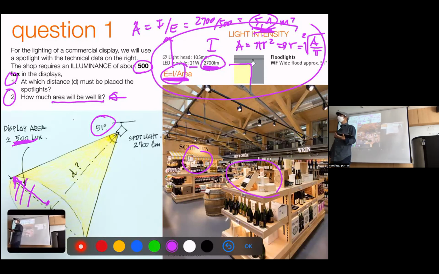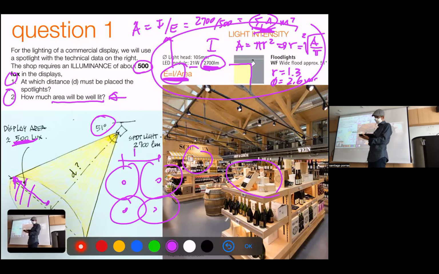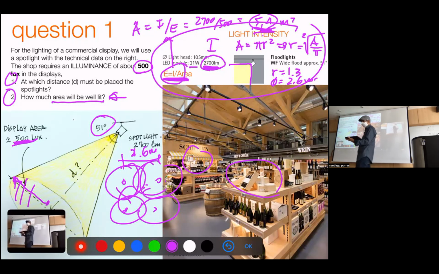Did anybody calculate the radius? Please. 1.3. So my mental calculation was quite far away. So 1.3. So the diameter is 2.6, right? So we know that if we put the lights 2.6 meters away, we have quite regular light, or we might join them a little bit more if we want to have overlapping, right?